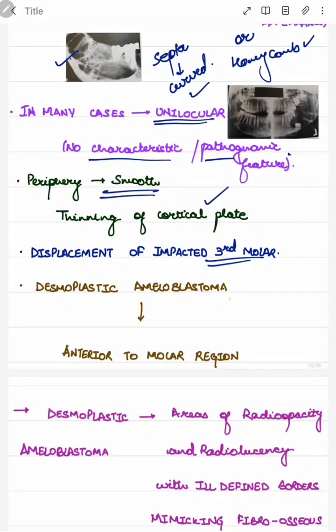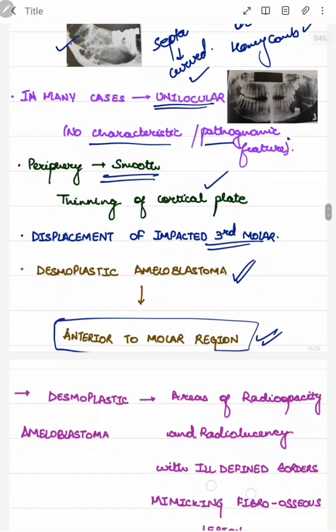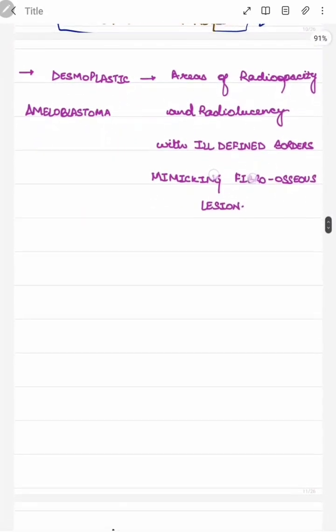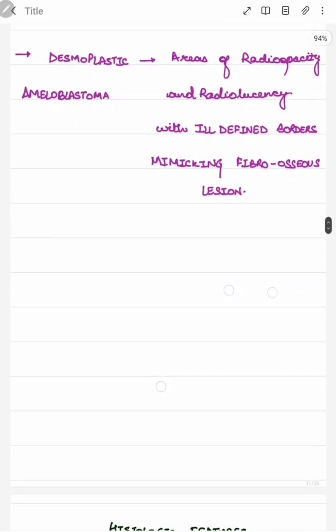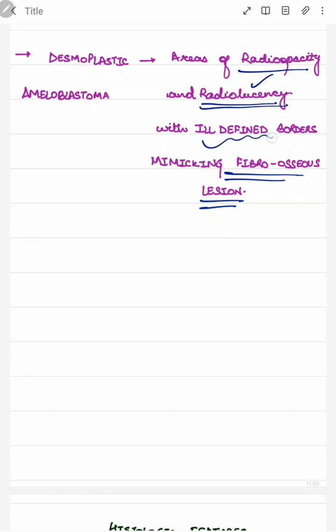If the ameloblastoma is of desmoplastic variety, then the anterior mandible is more affected than the posterior one. So, the anterior to molar region is affected in desmoplastic ameloblastoma. So, this desmoplastic ameloblastoma mimics the fibroosseous lesion. There will be areas of radiopacity and areas of radiolucency with ill-defined borders, which will mimic the fibroosseous.